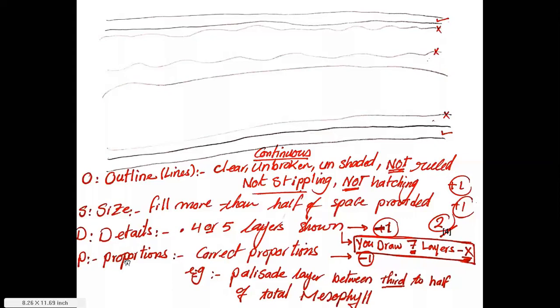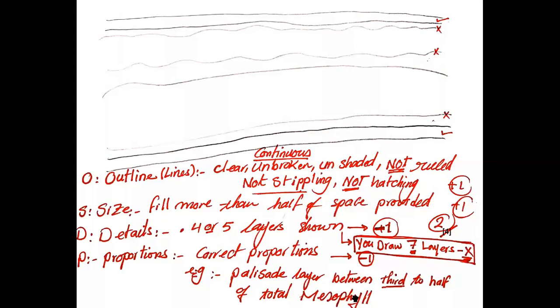The proportion here is mentioned as a graded mark, or a credit, that the student should draw correct proportions. Of course, I did deduct a mark. Here regarding the detail, the student drew 7 layers, which is unacceptable. If we count the layers, 1, 2, 3, 4, 5, 6 or 7 layers. So it's not acceptable.